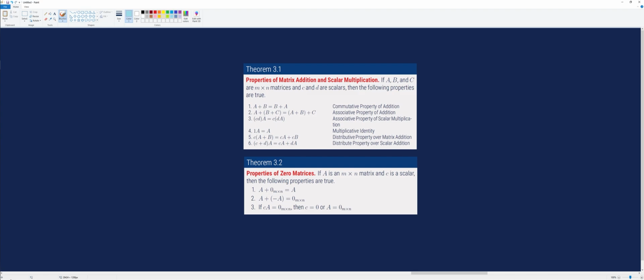First, the sum of matrix A and an m by n zero matrix is equal to matrix A. Second, adding matrix A and matrix A times negative 1 will give us an m by n zero matrix. And finally, if the product of scalar C and matrix A is the zero matrix, then C is 0 or A is a zero matrix.